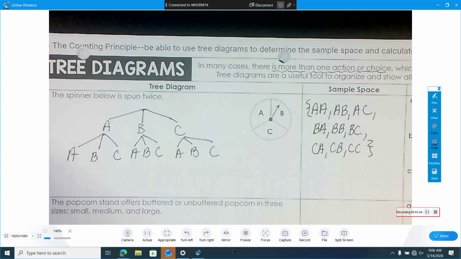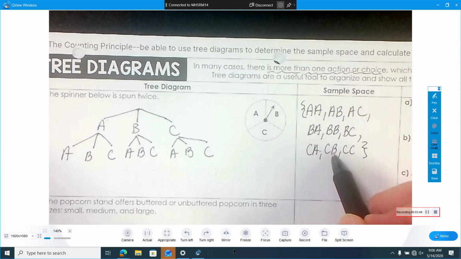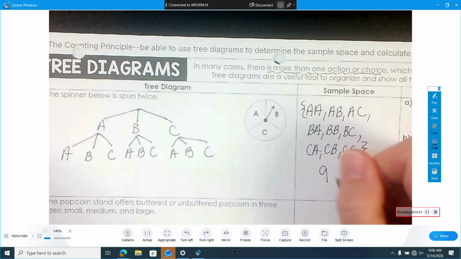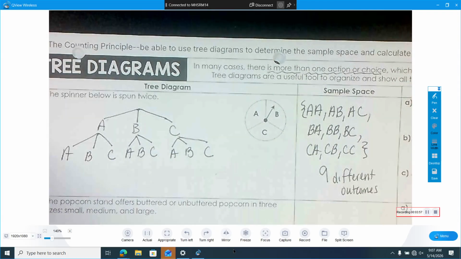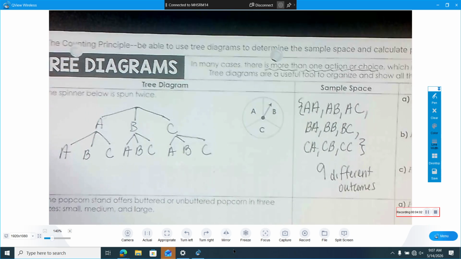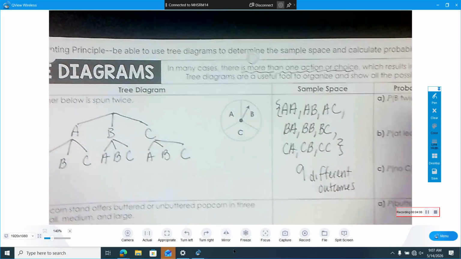Does that make sense to you? Okay. So what we can see is that there are 1, 2, 3, 4, 5, 6, 7, 8, 9 different outcomes. 9 possibilities here.